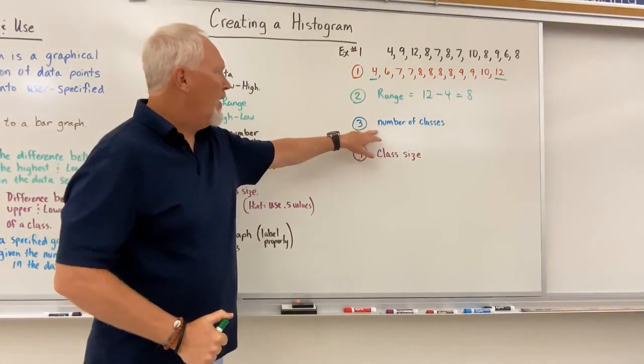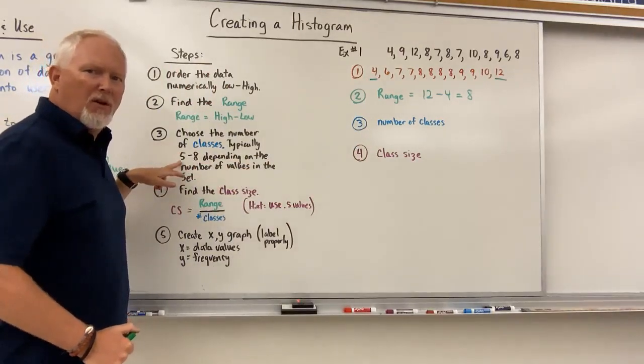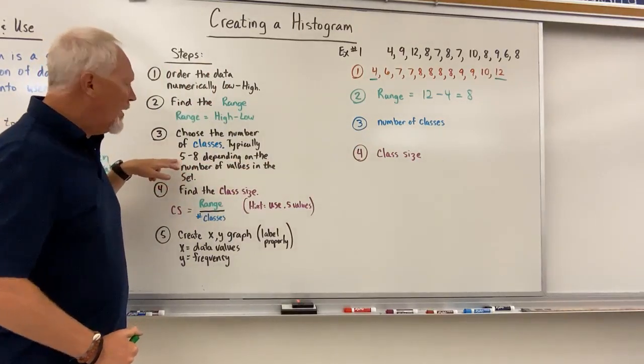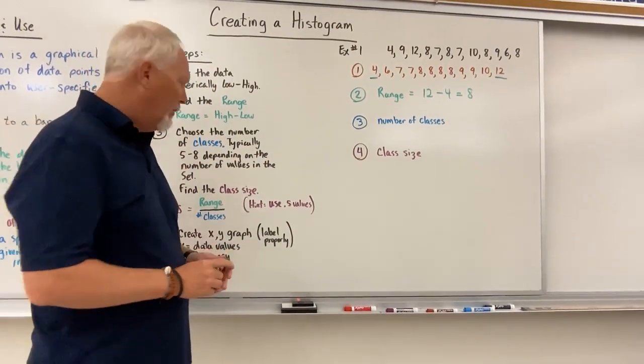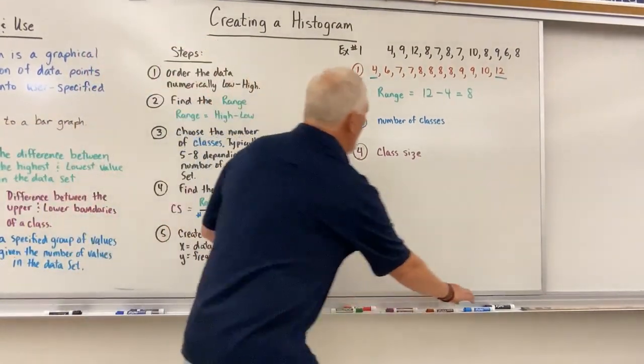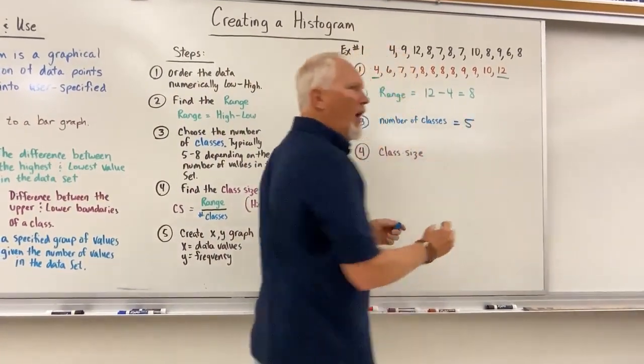Okay, so we're going to find the number of classes. Now over here we said that typically, depending on the number of pieces of information you have, it's anywhere from 5 to 8. So I'm going to go on the low side here, and I'm going to use 5. So I'm going to say that the number of classes is equal to 5.